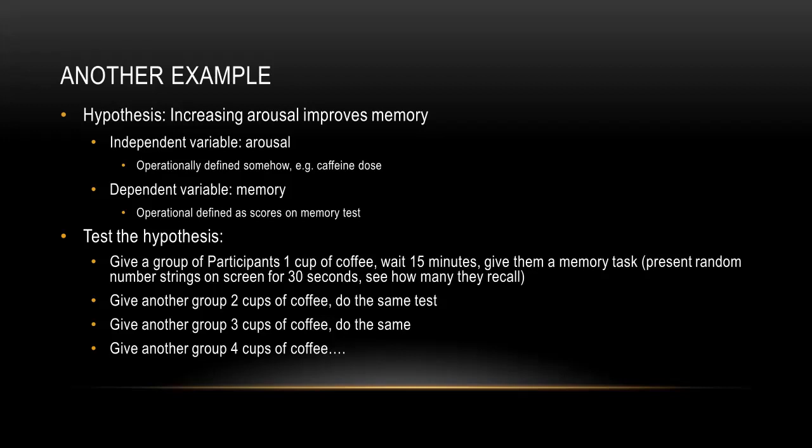So here's how I'm going to do the manipulation. I'm going to manipulate the arousal. I'm going to manipulate that through dosage of caffeine in coffee. So I'm going to have people drink 1 cup of coffee. Presumably it may take some time to have the effect, so I'll let them wait 15 minutes. Then I'm going to give them a memory task, which will be a string of random numbers. And they look at the numbers for 30 seconds. And then I take the numbers away and ask them to write down those numbers in the exact order. And they do that maybe 15 times.